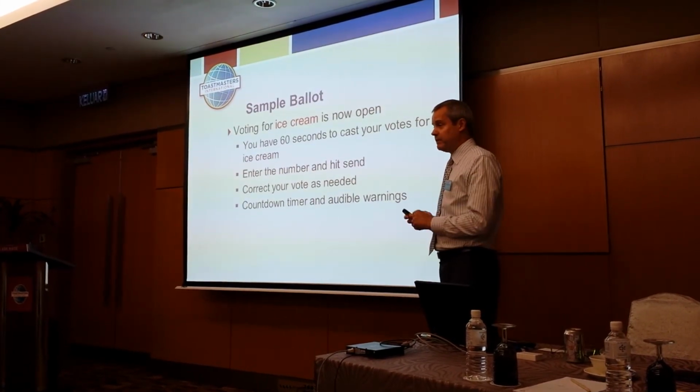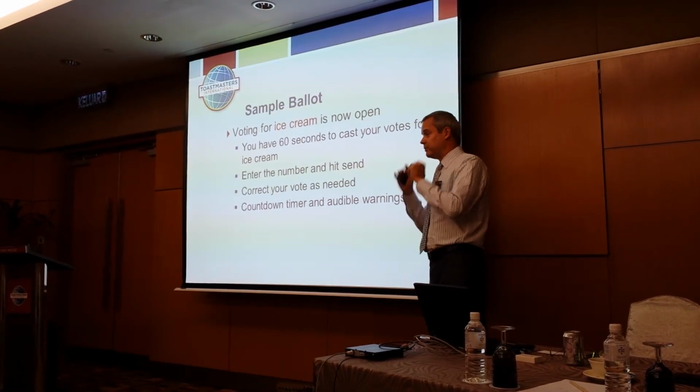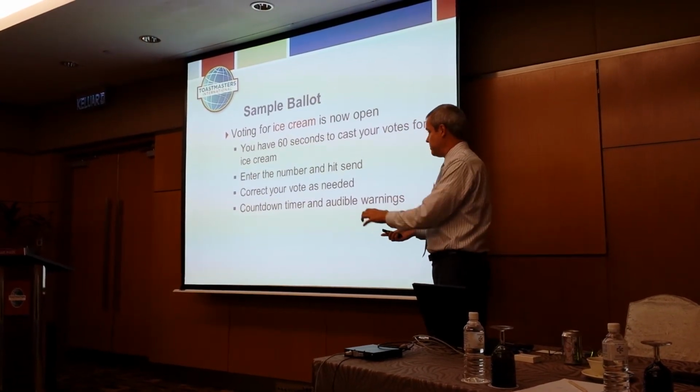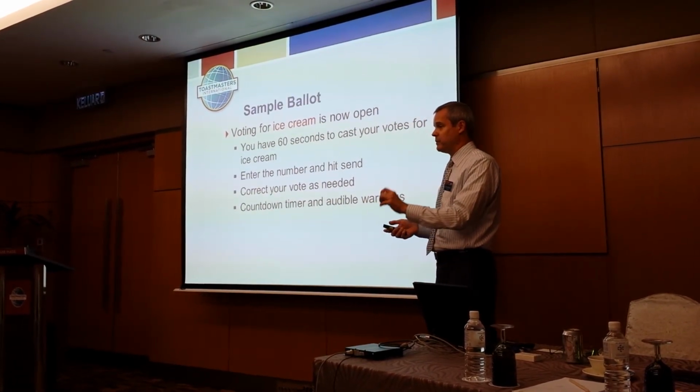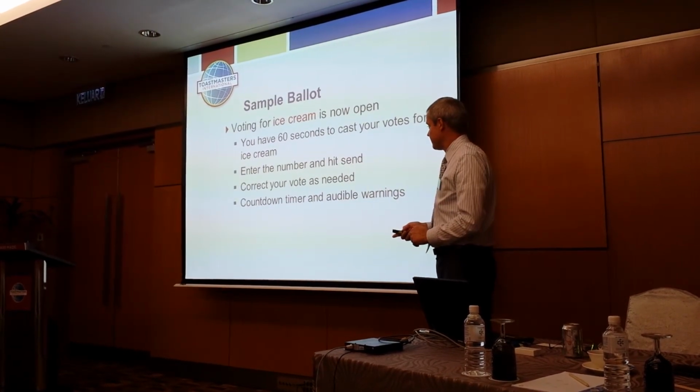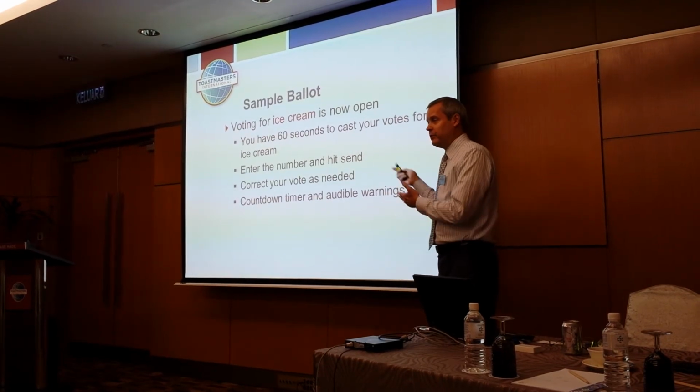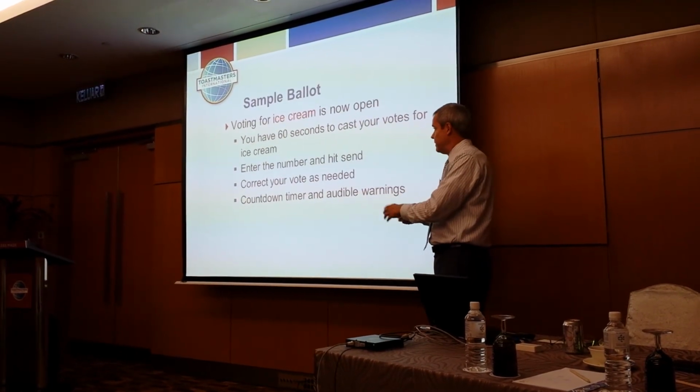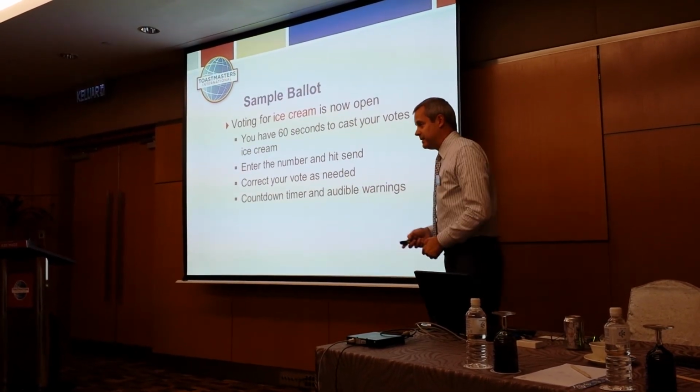Now we do the same for ice cream. Voting for ice cream is now open. If you're voting for ice cream, put in the number of votes. Now, if you cast all your votes for cake, what are you going to do now? Nothing. Exactly. You'll have a timer. You'll know when it's about to end. Time's up. Voting for ice cream is now closed.